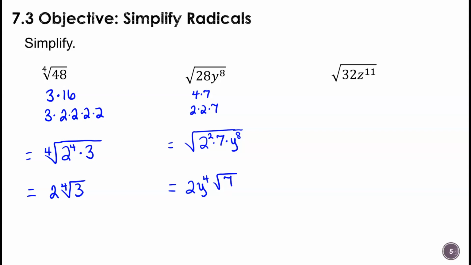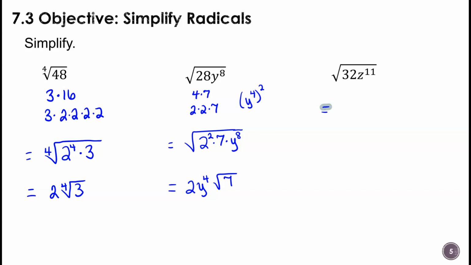Now I could also write y to the 8th as y to the fourth squared, right? So I have it to the second power, which means the root is y to the fourth. Okay, next.